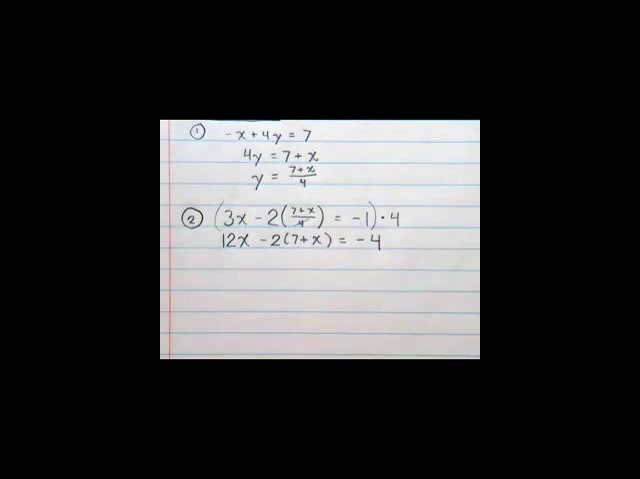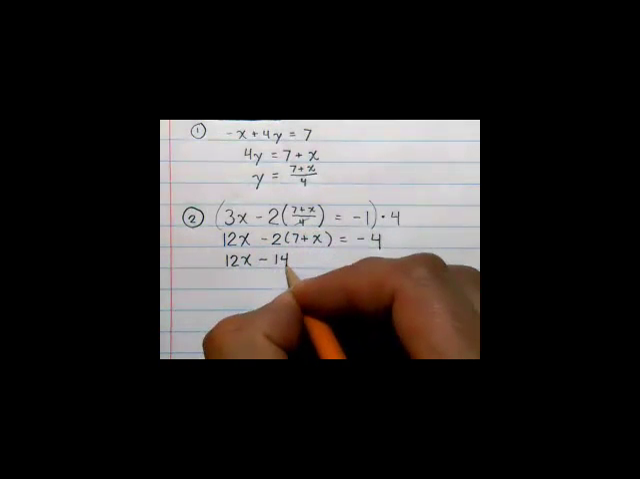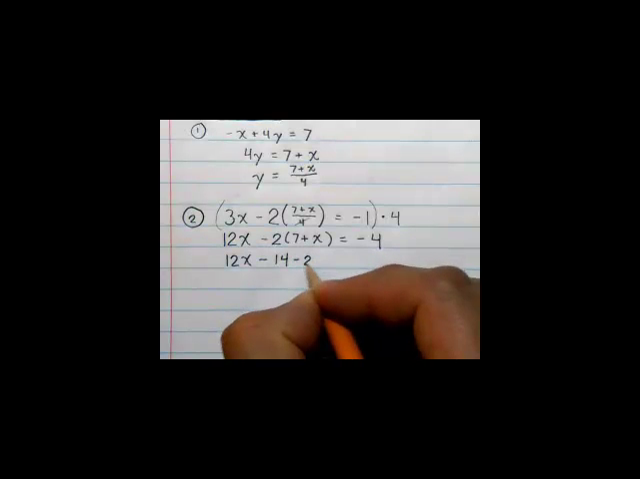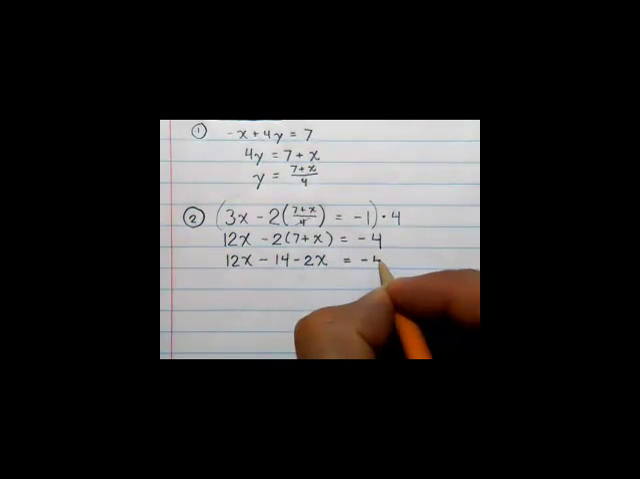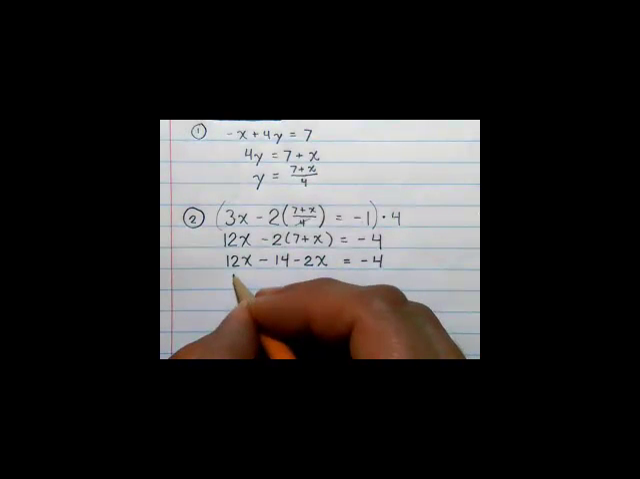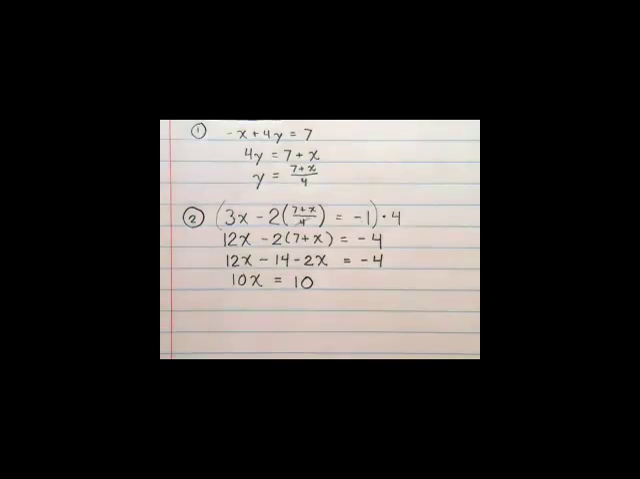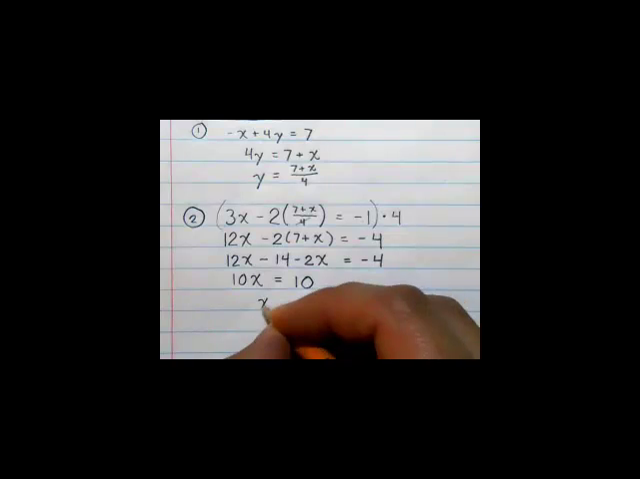From here, we've got x that we can solve for, so we just keep rolling with it. Do a little distributing: 12x minus 14, distribute the negative 2, so minus 2x equals negative 4. So 12x minus 2x is 10x. And if I add the 14 over to the other side, I get 10. So if 10x equals 10, what's x? 1.